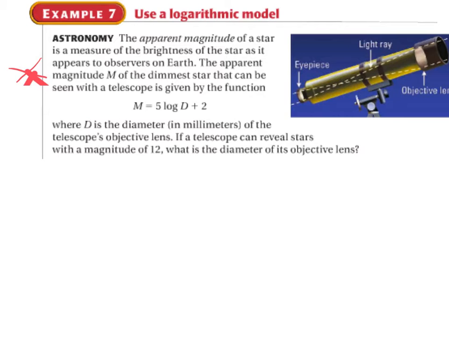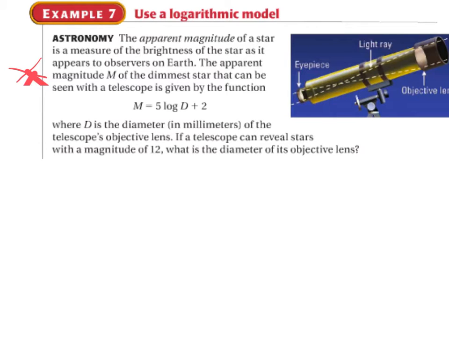Feel free. This one says the apparent magnitude of a star is a measure of the brightness of the star as it appears to observers on Earth. The apparent magnitude m of the dimmest star that can be seen with a telescope is given by the function that they show you. So thank goodness we don't have to write that. But it says d is the diameter in millimeters of the telescope's objective lens. If a telescope can reveal stars with a magnitude of 12, what is the diameter of its objective lens?